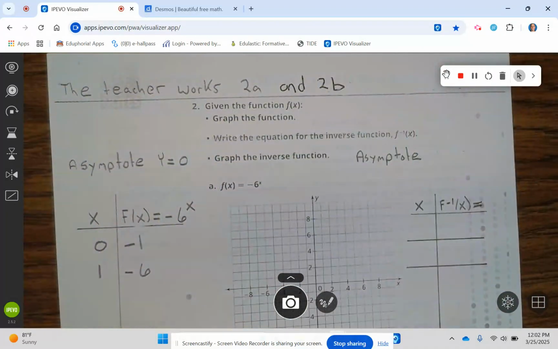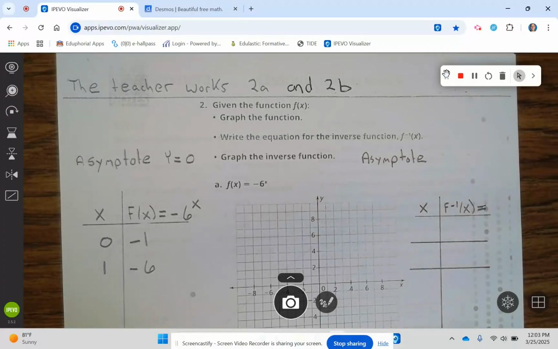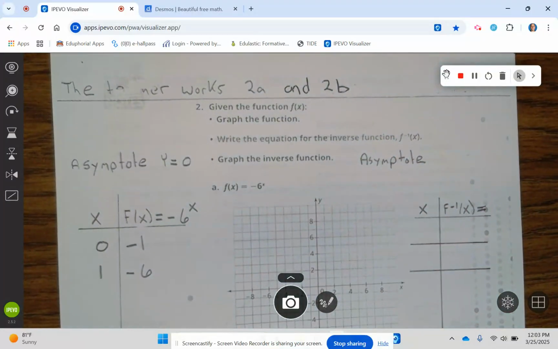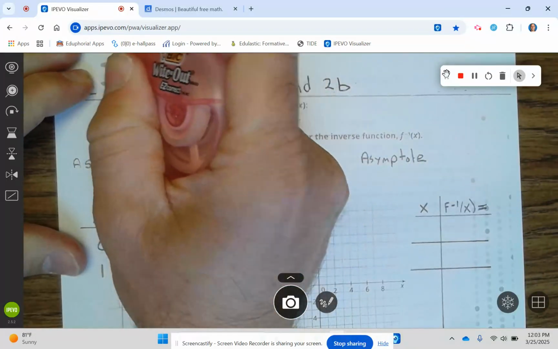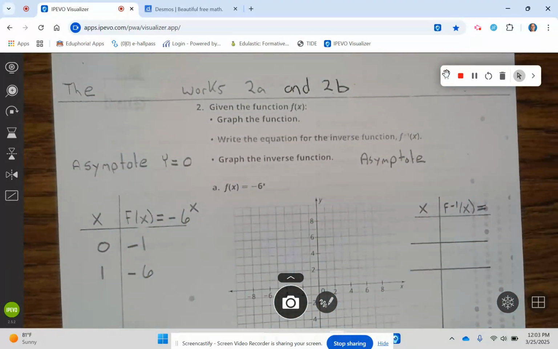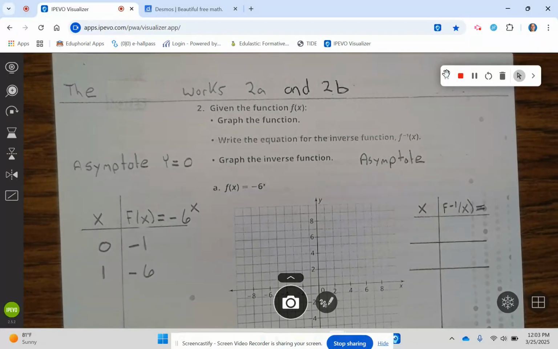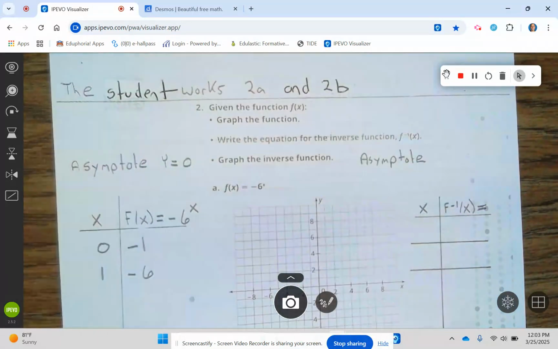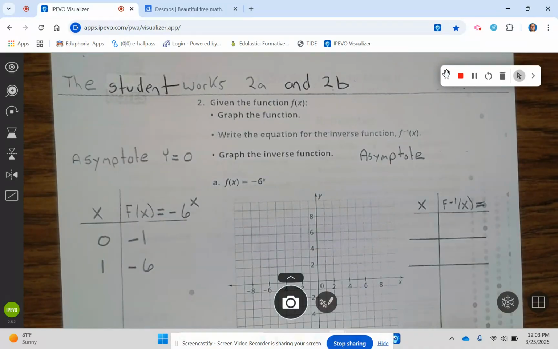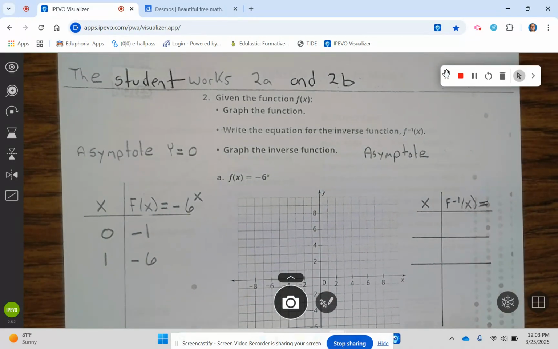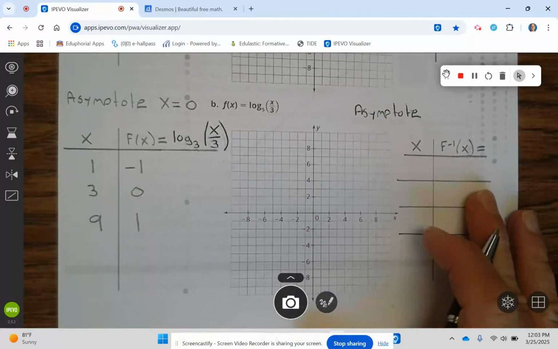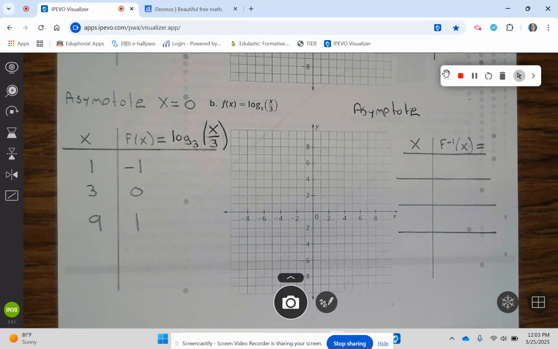The teacher works 2. Little typo. The student works 2A and 2B. Go ahead and write this down for A, and then go ahead and write this down for B. All right.